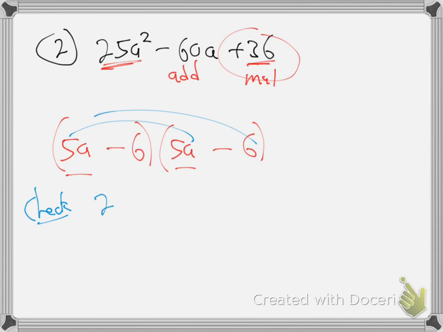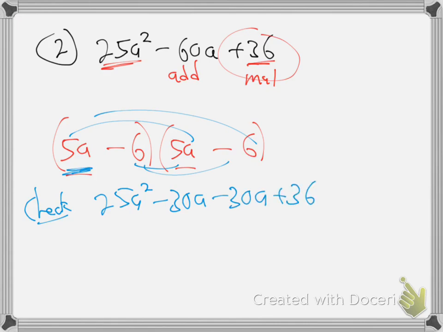If you FOILed this out, you see what you would get? 25a squared minus 30. See what I'm doing? I'm multiplying it out, FOILing it to see if it would really go back right. The first one goes to both. Remember how to do that? First to both, second to both, and then this one goes to both. Minus 30a plus 30. See how it makes the minus 60 in the middle? It is right. That is the right answer.